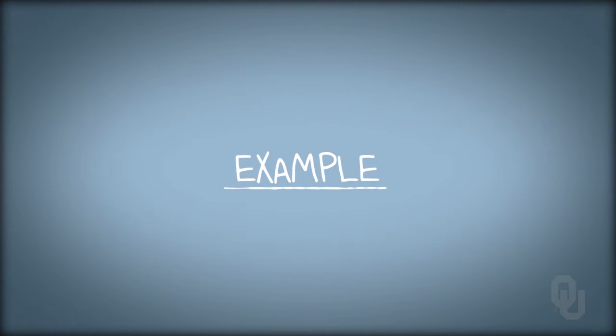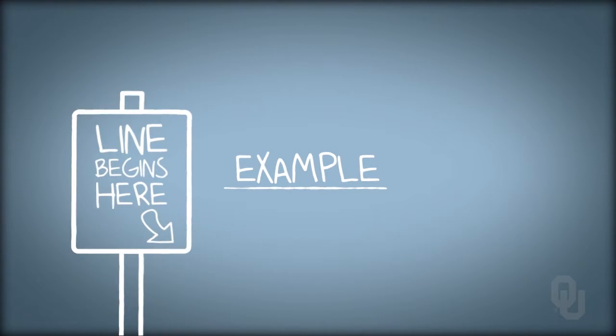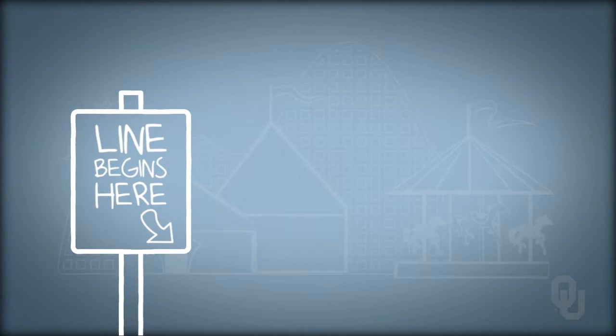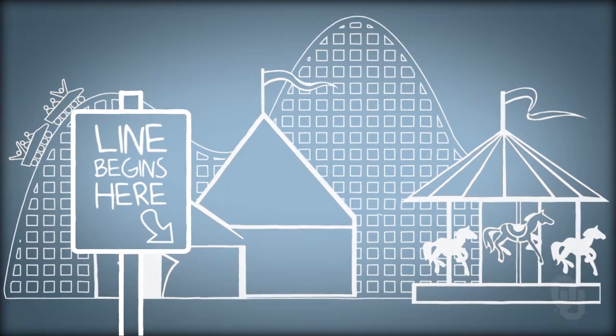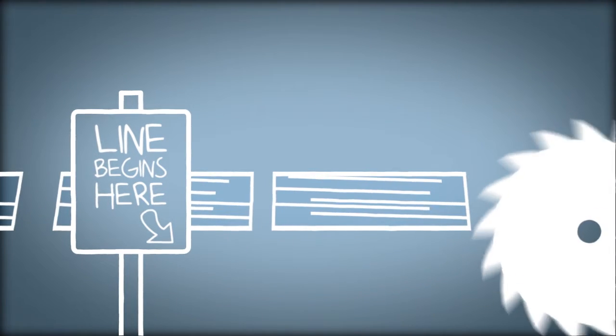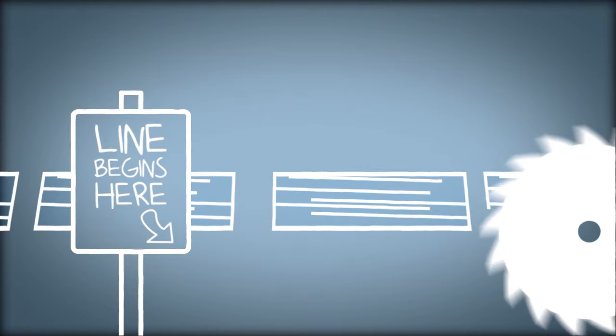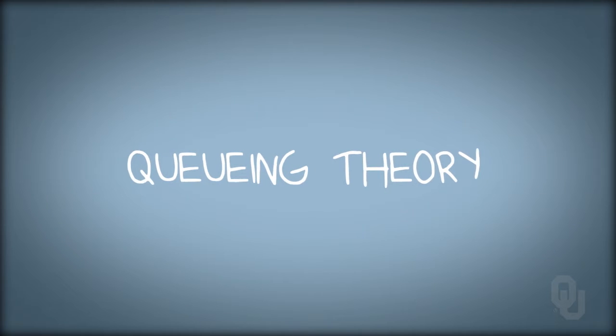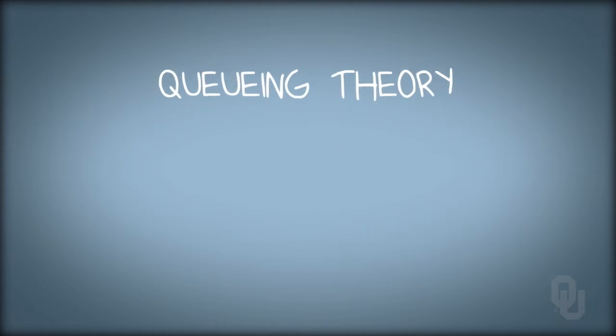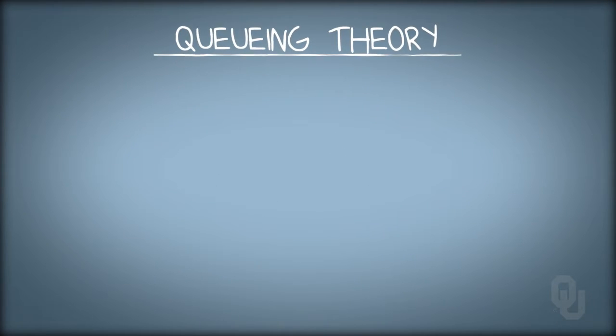There's a field of mathematics that studies waiting in lines, from people standing in line for an attraction at an amusement park to raw materials waiting to be machined on a factory floor. The fancy word for a line is a queue, and the field of mathematics that studies queues is called queuing theory. One thing we learn from queuing theory is how to design lines.